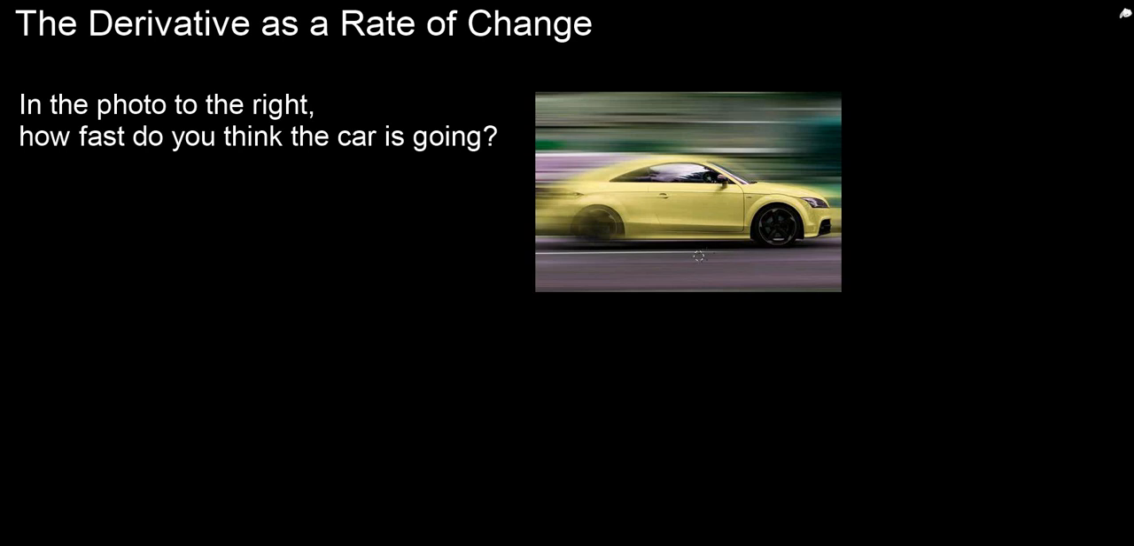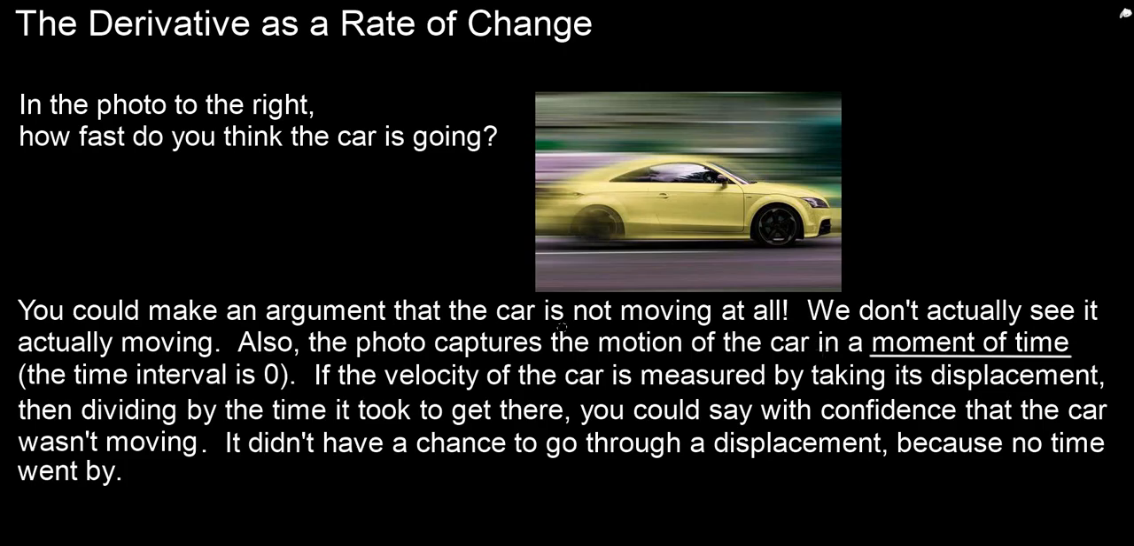Well, for one thing, it's not moving, right? You don't see the car actually moving in the photo. You just see the image of a car that's stuck in the photo. It's not moving. The other thing is, how do you measure velocity? Well, you can measure velocity, let's say, by taking the displacement of an object, like this car, finding out how far it goes, and then dividing by the time it took to get there, right?